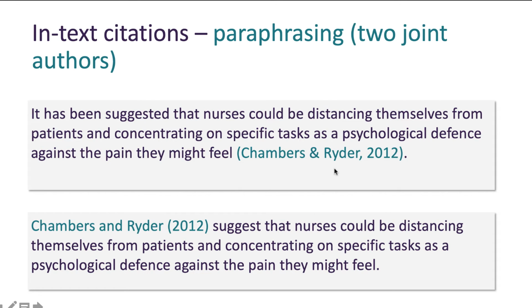So in brackets, you've got Chambers and Ryder, and you'll notice that we're using an ampersand instead of the word and. So whenever the authors are in brackets, use an ampersand, not the word and. Comma, 2012, the year of publication, and close your brackets. In the second example, the authors are explicitly named in the sentence. So you've got Chambers and Ryder, brackets, 2012, suggests that nurses could be distancing themselves, etc. Because they're being explicitly named in the sentence, we're using the word and, not the ampersand.